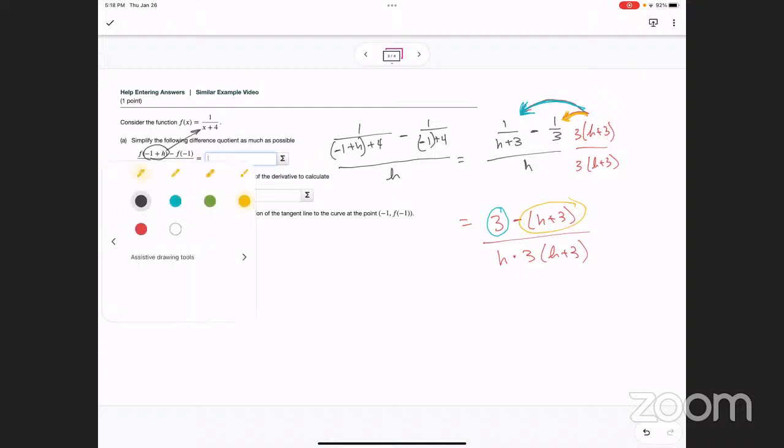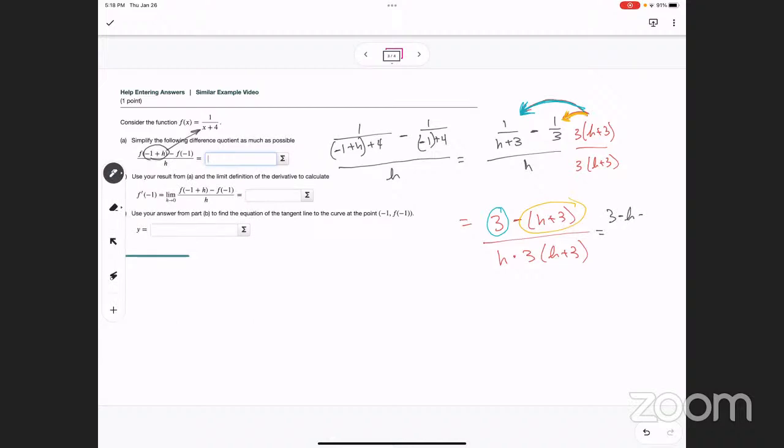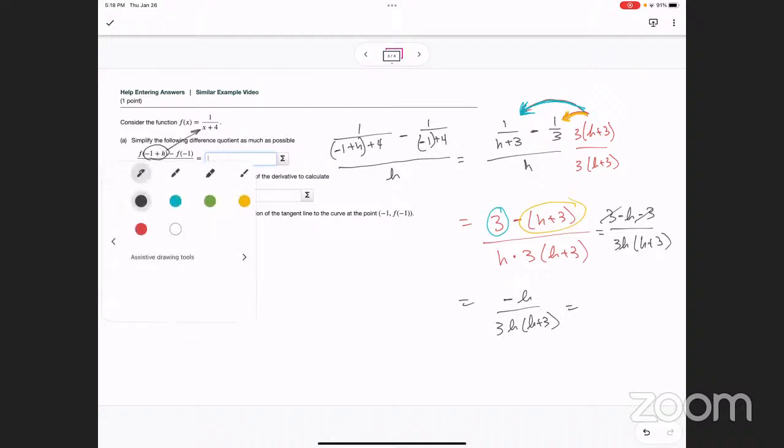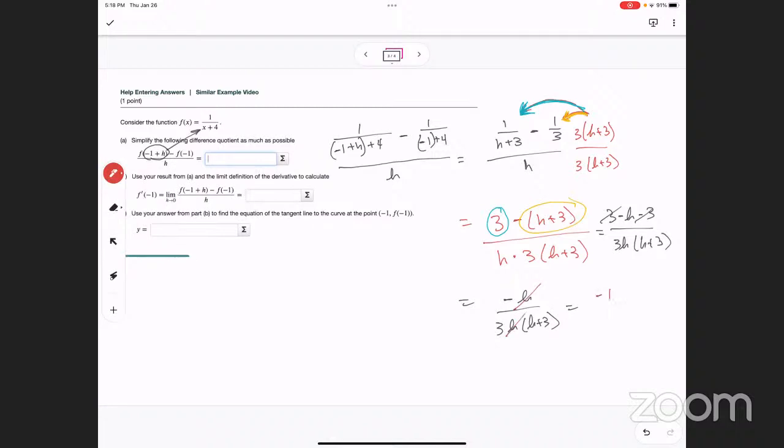Now I distribute the negative. So 3 minus h minus 3 all over 3h times h plus 3. So that simplifies, these 3's cancel into negative h over 3 times h plus 3. And the h's cancel. You getting this? Yes. So it's -1 over 3 times h plus 3. So that's your answer.